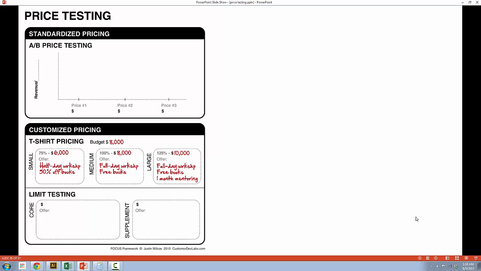So from here, you can have a great conversation about what makes sense, what doesn't make sense. If you don't need the full month mentoring, then maybe the medium makes sense, but maybe their budget is only $6,000. So anyway, it sets you up to have a really great conversation where you're collaborating to find the optimal solution for you both. So that is T-shirt pricing.